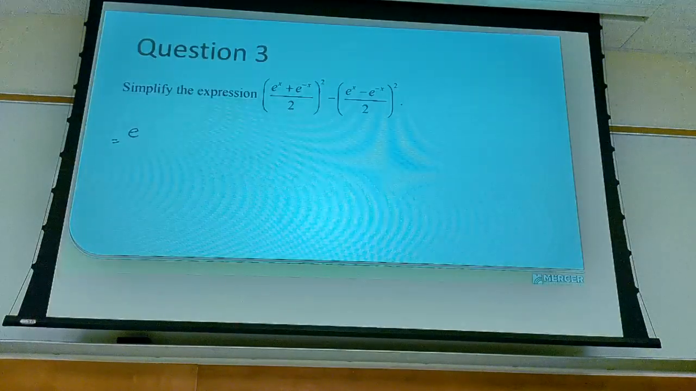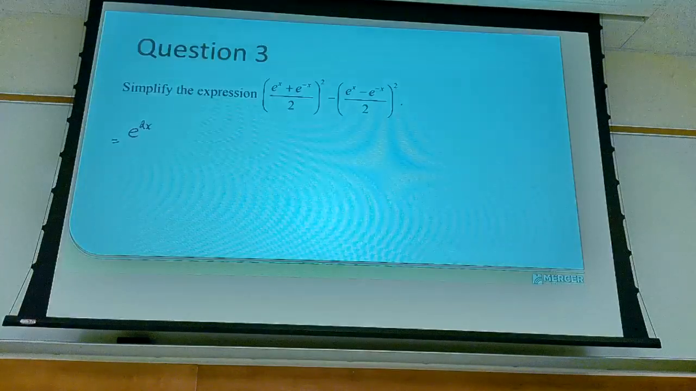What happens when you have a power raised to a power? Same base, different powers, then you add the powers. But when you're taking a base to a power raised to a power, you multiply the exponents. So e to the x squared is e to the 2x, so you multiply.